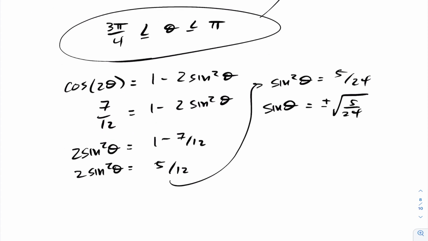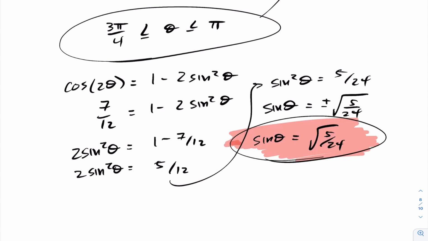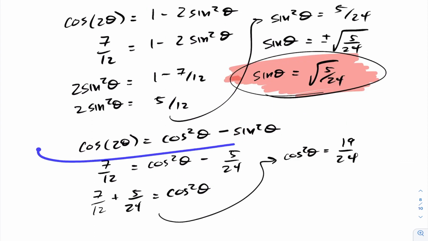Doing so, you'll notice that the angle theta is within our second quadrant here, which means sine is positive. So therefore, the sine of theta here can only equal the square root of 5 over 24. We can now use this value to solve for the cos of theta. And you'll notice here the cos of 2 theta is cos squared theta minus sine squared theta. We just found out that the sine of theta is the root of 5 over 24, so squaring it, we get just 5 over 24.